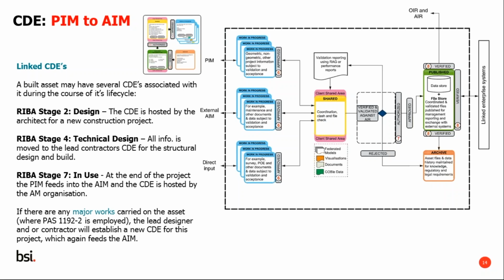This is, from my experience, the most common scenario. And then we have RIBA Stage 7, the in-use phase. At the end of the project, at handover phase, when the PIM feeds into the asset information model, the CDE is then hosted by the asset management organization. And this diagram is taken from the standard itself. You can see how the CDE within the asset management organization is fed from different sources.